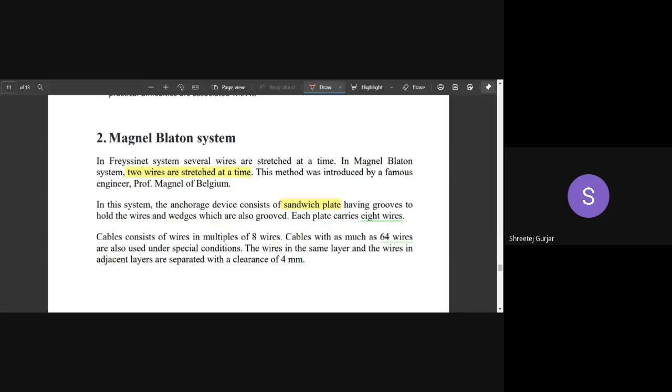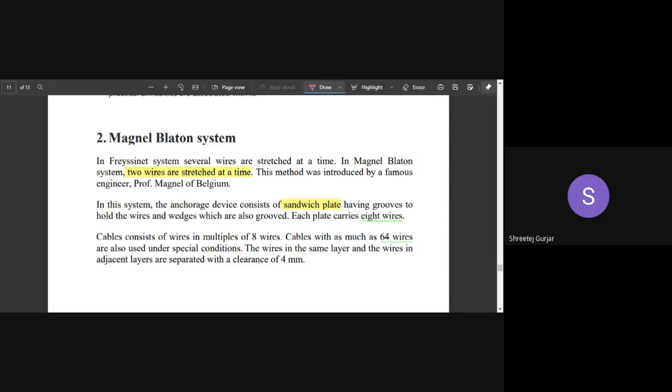But in the Magnel-Blaton system, only two wires are stretched at a time. This method was introduced by the famous engineer Professor Magnel of Belgium. All of these systems are named after their inventors. This was invented by Professor Magnel, who was an engineer, and they've named this system after him. So, the Magnel-Blaton system. Coming to the next point.